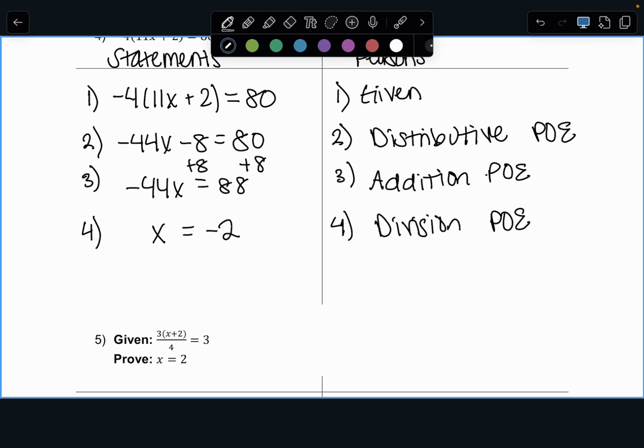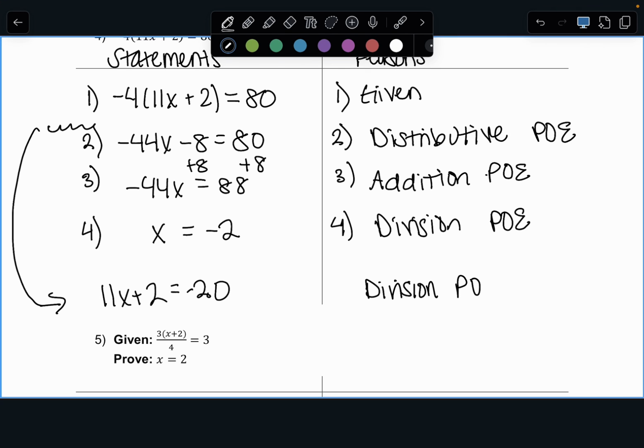We could have taken a break after our first line, and instead of distributing this -4, what else could I have done with it? What's happening to this 4 in this set of parentheses? Yeah, we're multiplying it right now, so I could have divided it off. And I could have said 11x plus 2 is equal to -20 with my division POE. And then I could have worked it out from there. And these 2 bottom steps would be a little bit different.